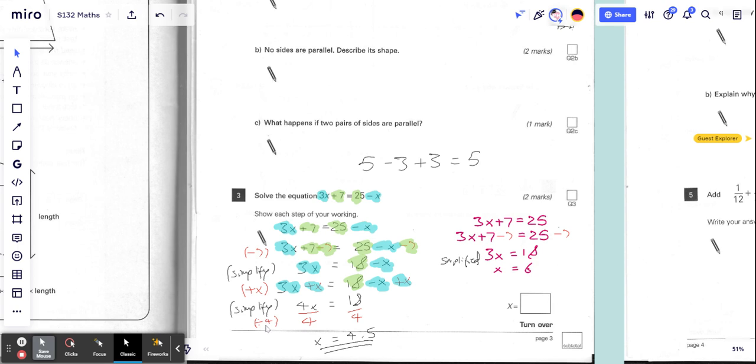We realized the next step is going to be to divide it by 4. So I just did divide by 4 on the left and the right. 4x divided by 4 is just x. 18 divided by 4 is 4.5. So the final answer is x is equal to 4.5.